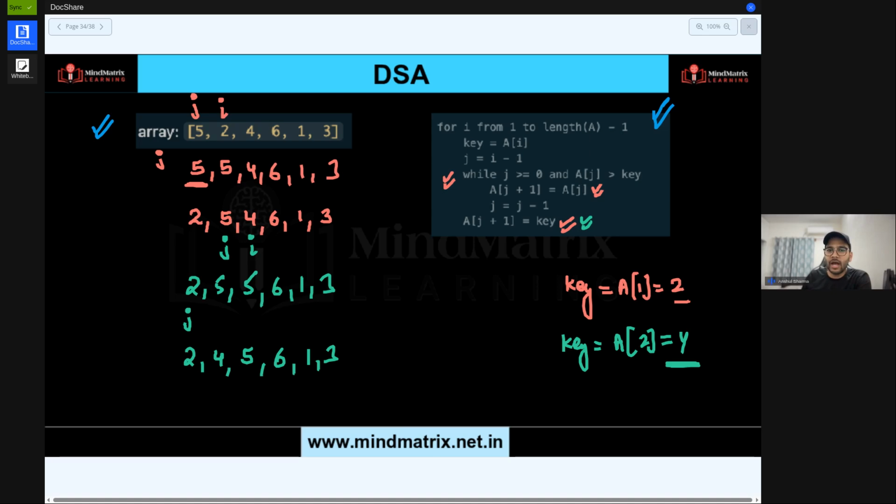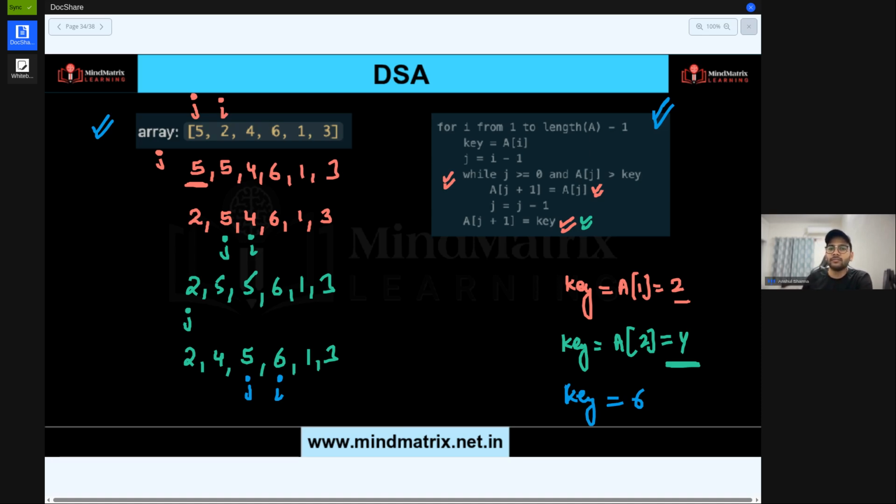Any doubt here so far? Okay. Then I will be incremented further. I will be present over here and j will be present over here. While j is greater than or equal to 0, yes. A of j greater than key? 5 is greater than 6? No. While loop exit, condition is false. A of j plus 1 is equal to key, and key is 6 only, right? Initially, key was 6 only. So it is at its correct position.